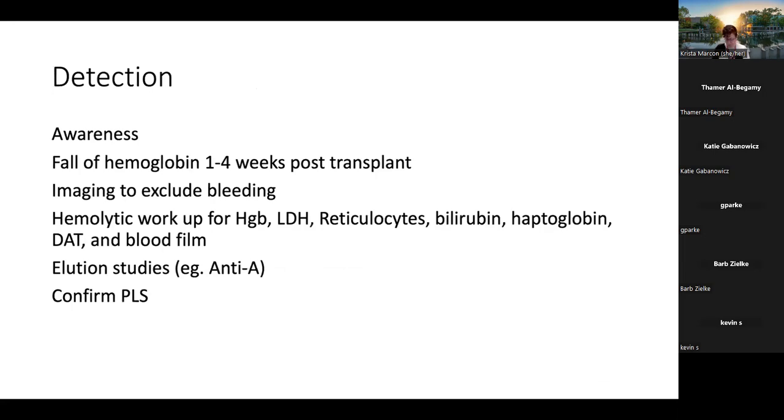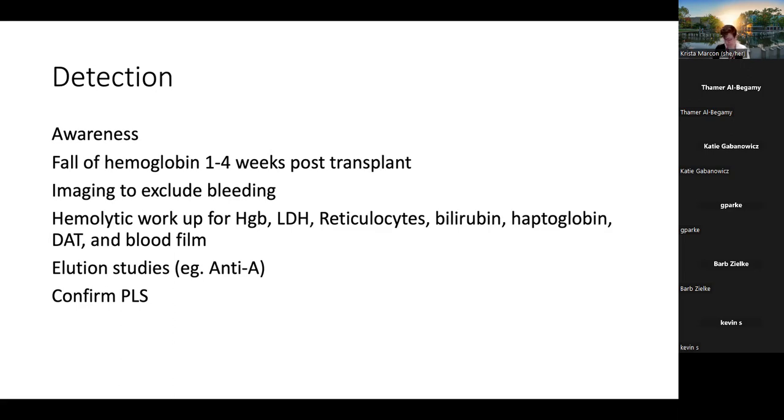So for detection, diagnosis requires awareness in the clinician. This is the first step. As often mild hemolysis will escape investigation, the recommendation is to closely follow up with the patient during the next 4 weeks for any fall in patient hemoglobin level. They also recommend to use imaging, for example ultrasound, to rule out any sort of bleeding.